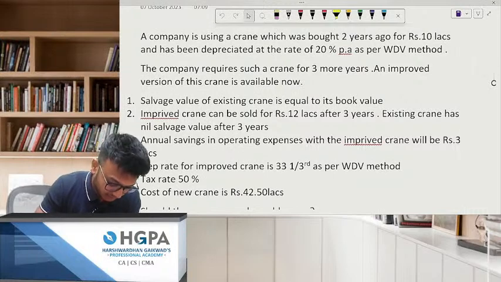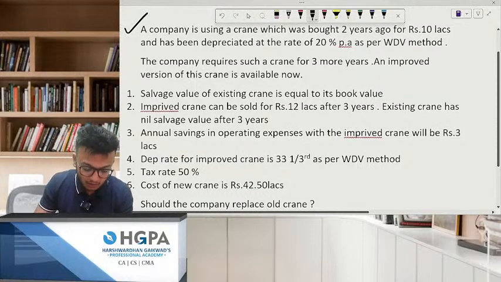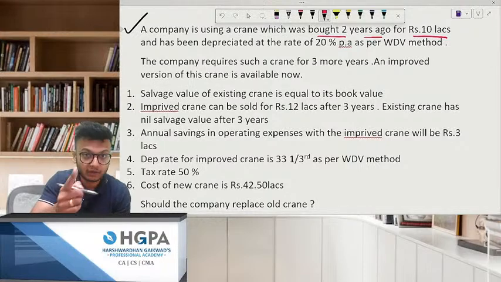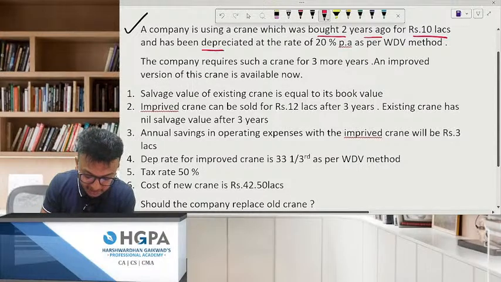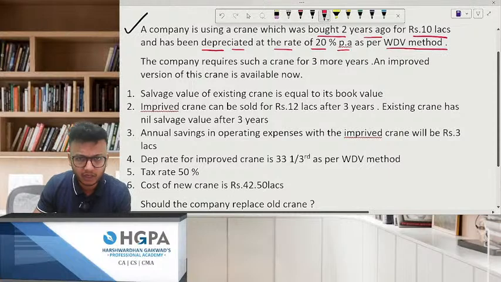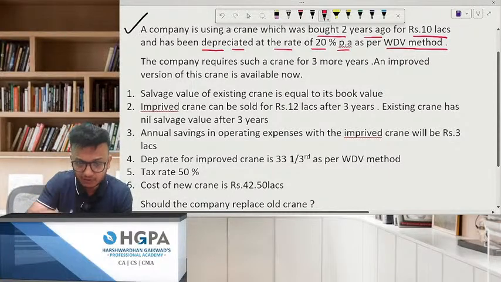This is a second question now. A company is using a crane which was bought 2 years ago for rupees 10 lakhs. That means we're standing at the end of second year. 2 years are already gone. We bought it for 10 lakhs and it has been depreciated at the rate of 20% per annum as per WDV method. So this means what? Can you please tell me what is the WDV of this crane as of today?